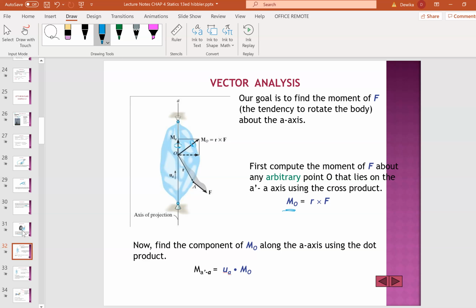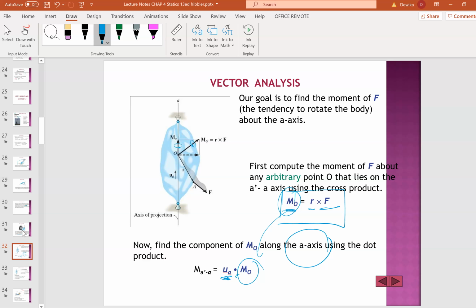You know how to find your M, right? You get your r cross F. That's what we have done in the last lesson. Now, if you want it to go about axis A, what you need to do is find the unit vector of A, and dot it with the Mo that you have calculated. You get what I'm saying? So there are two steps involved.